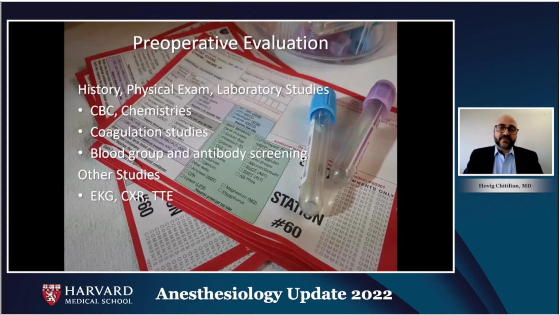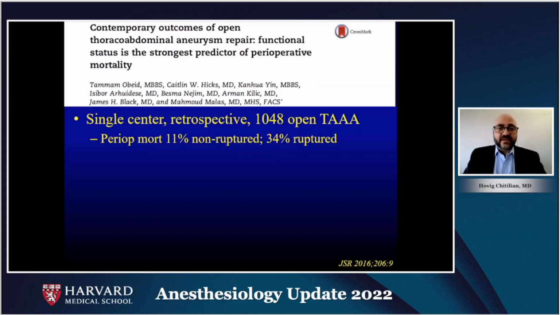So with respect to patient preparation, like most vascular patients, they require extensive history, physical exam, complement of lab studies, and then cardiac and ancillary studies based on the patient's history. With respect to patient risk factors for outcome, this is a relatively recent study, a single center retrospective trial from Hopkins reviewing about 1,000 open thoracoabdominal aortic aneurysms. They reported a perioperative mortality of 11% for non-ruptured cases, 34% in the instance of repair of ruptured thoracoabdominal aneurysms.